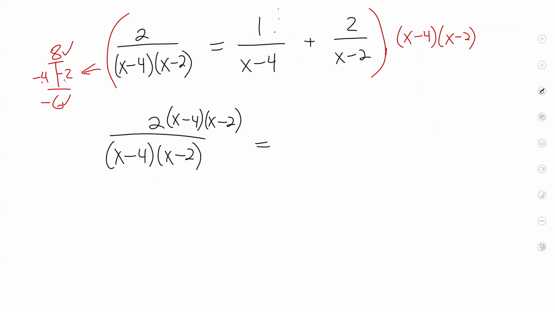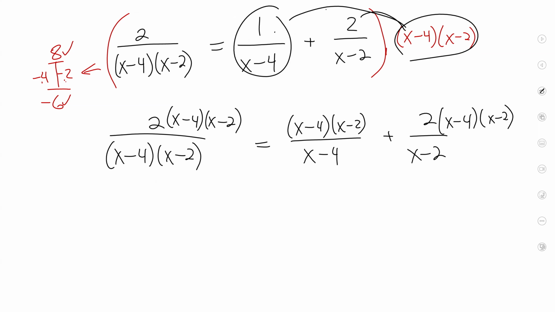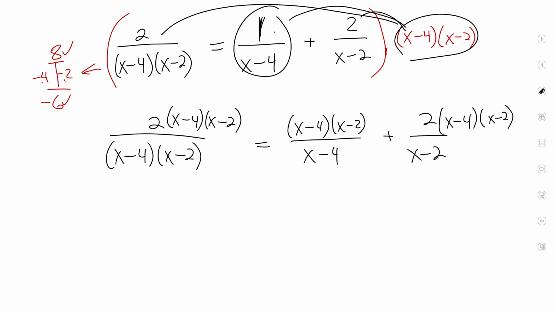This fraction right here will also have x minus 4 and x minus 2. And then this fraction will also have x minus 4 and x minus 2. Does everyone understand what I did here? Okay, this goes to all three of them. If you're confused because I didn't write a 1, you can still put a 1. You don't need the 1. Okay? All right, so let's see what cancels out.